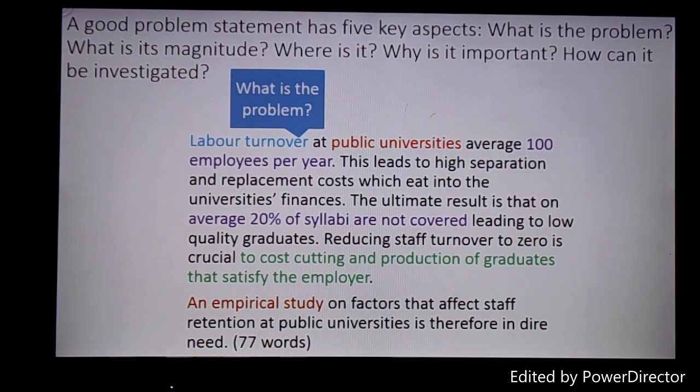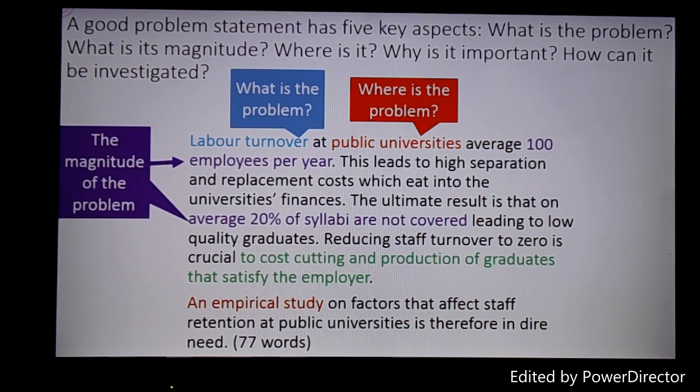What is the problem? Labor turnover is the problem. So the first aspect, what's the problem, is covered. Where is the problem? The problem is at public universities. So this, one of the 5 key aspects, is covered. What is the magnitude of the problem? You can see 100 employees per year, labor turnover. Average 20% of syllabi not covered. This is the magnitude of the problem.